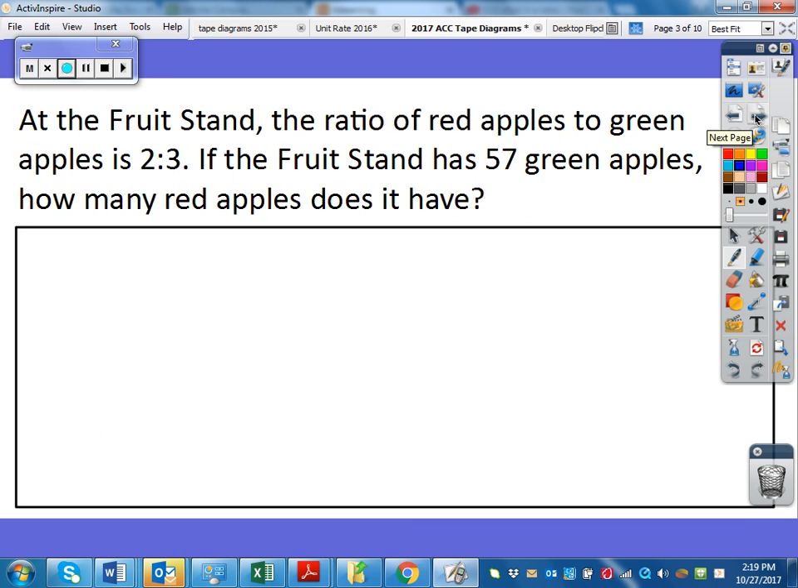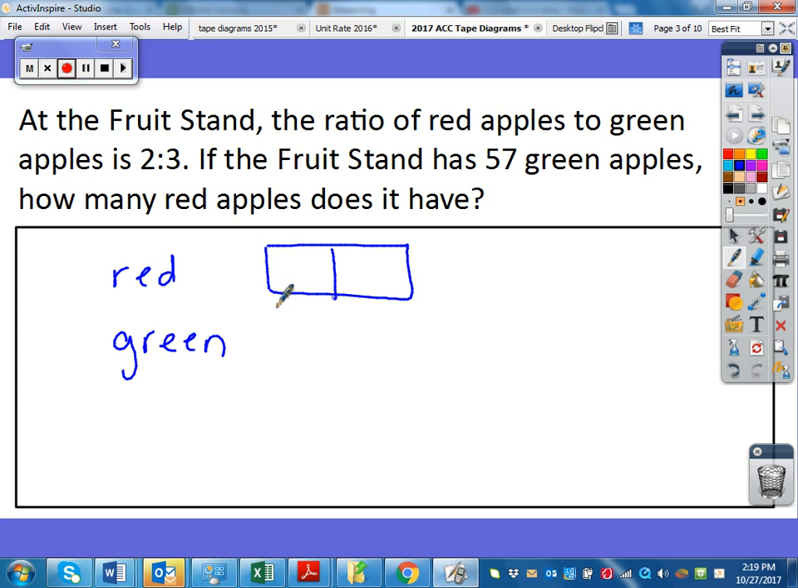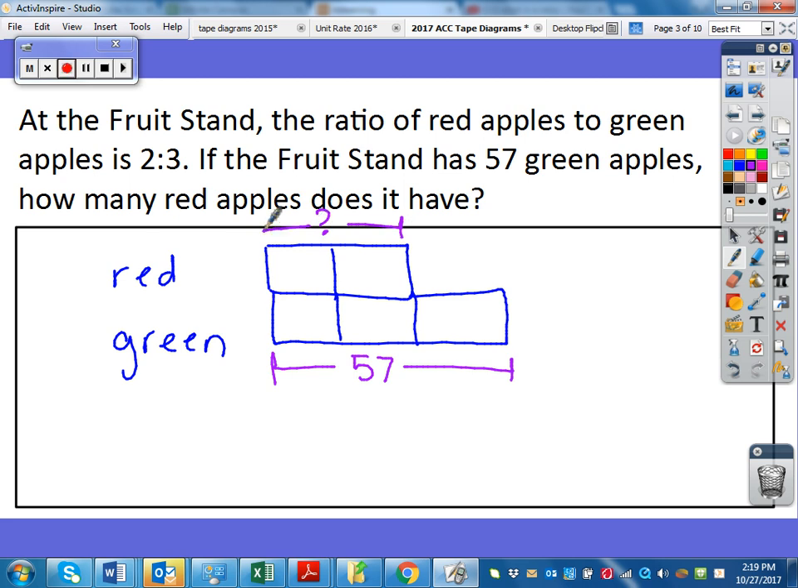At the fruit stand, the ratio of red apples to green apples is 2 to 3. So I'm going to write down the two things I'm comparing, and I'm going to start by drawing my tape diagram, which has 2 boxes for the red apples and 3 boxes for the green apples. If the fruit stand has 57 green apples, I need to label 57 where it says green. I'm looking for the amount of red apples, so I'm going to mark what I'm looking for.